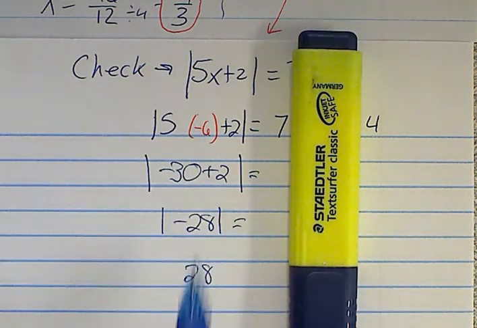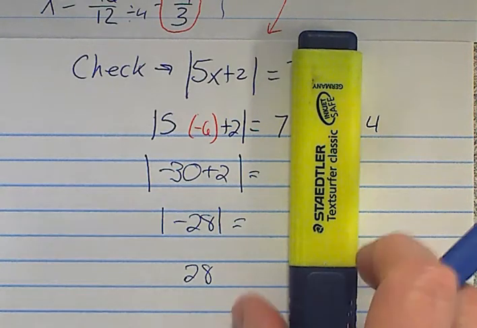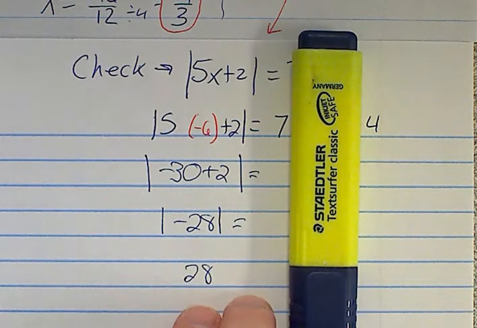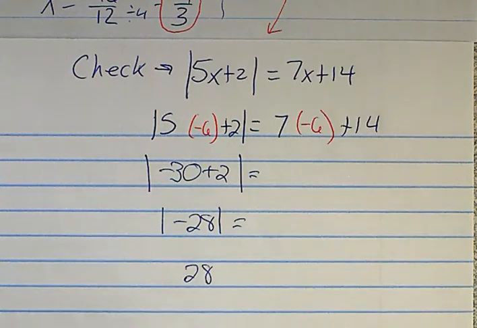Alright, so you got this side all the way down to a number. Now we're going to do the same thing on the right-hand side, and we're going to look at these two numbers. If they're both 28s, we're good. If one's 28 and the other one's something else, then it's not good.